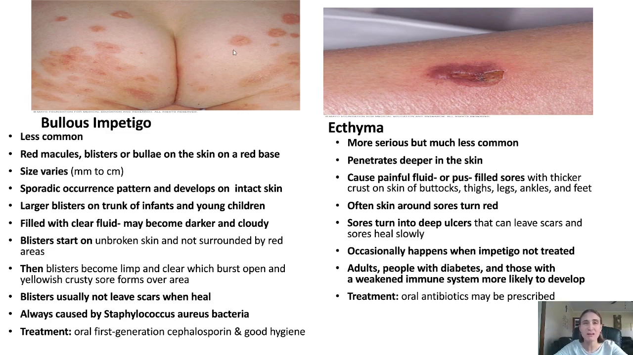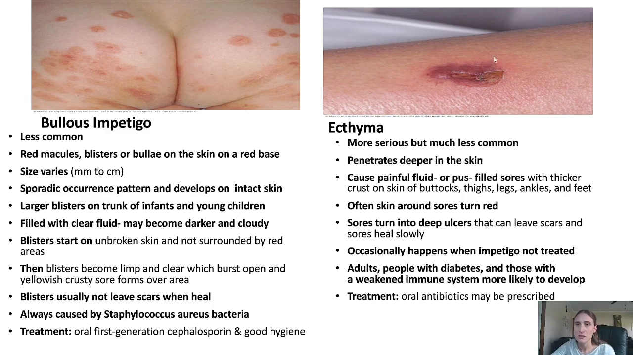They become dark and cloudy, and the blisters that start on the unbroken skin are usually not surrounded by red skin. They become limp, they become clear, they burst open, then a yellowish crusty sore forms over the area. They usually do not leave scars when they heal, and they're caused by Staphylococcus aureus bacteria. Treatments include oral first-generation cephalosporins, like I mentioned in the non-bullous, and good hygiene.